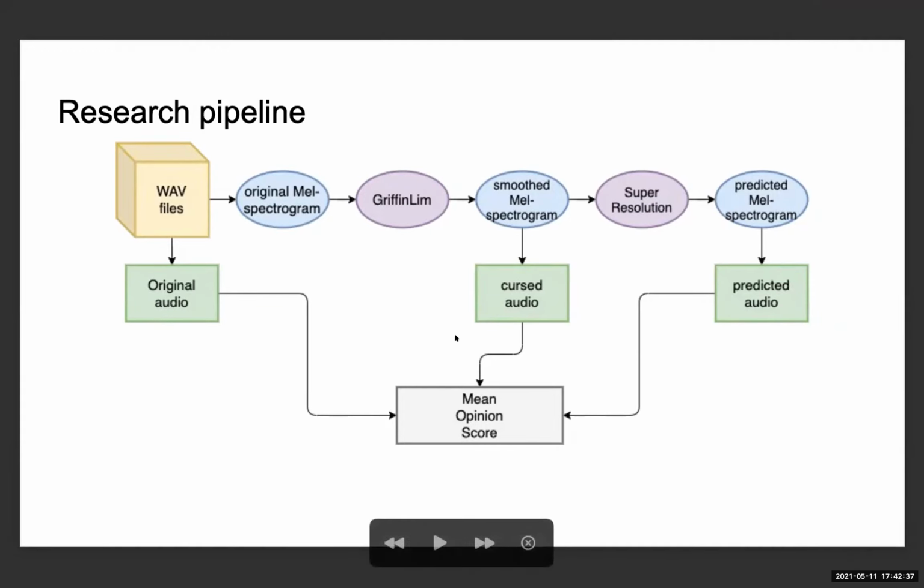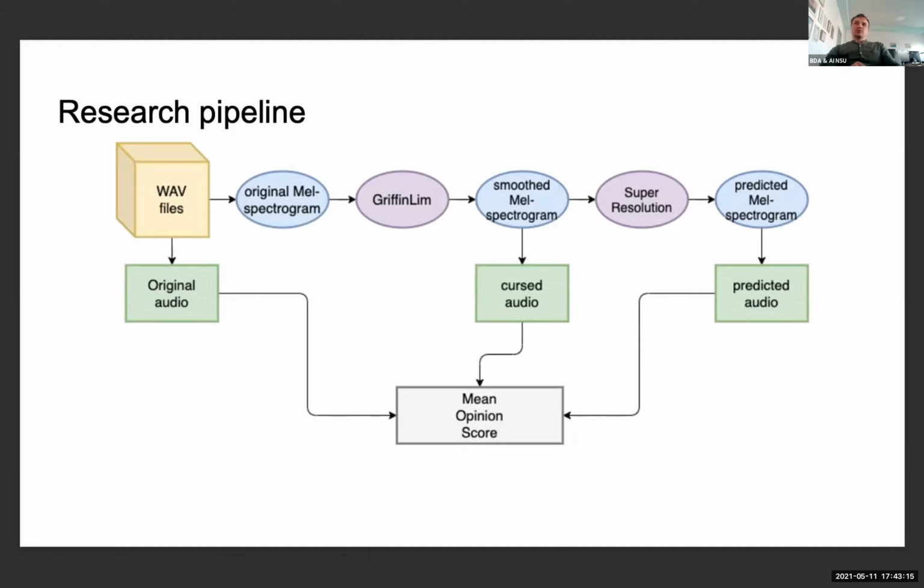I use a Russian dataset for speech to text, which is called OpenSTT, and I use these audiobooks, which contain about 100,000 files.